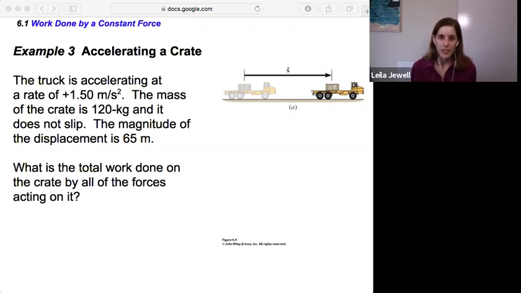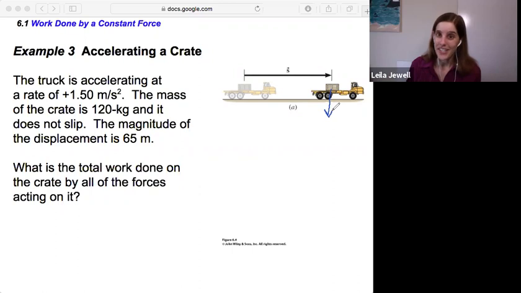All right. So here we're trying to find the work done by each of the forces acting on the crate. That suggests we should first figure out what forces are acting on our crate. So let's go through and identify them. So let's see. One of the forces that will always appear is the force due to gravity, the weight of the crate. What direction will that be? That's going to be straight down.